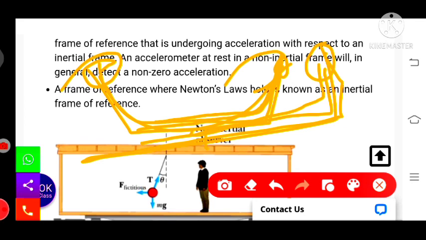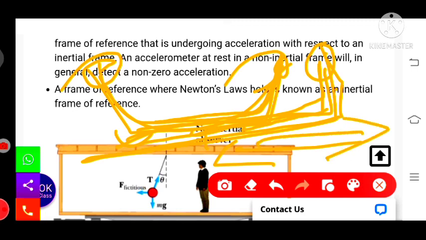If there is a frictional force, the ball will stop somewhere here, because the friction slowly applies force in the direction opposite to the ball's motion, so the ball slowly at a point will stop.